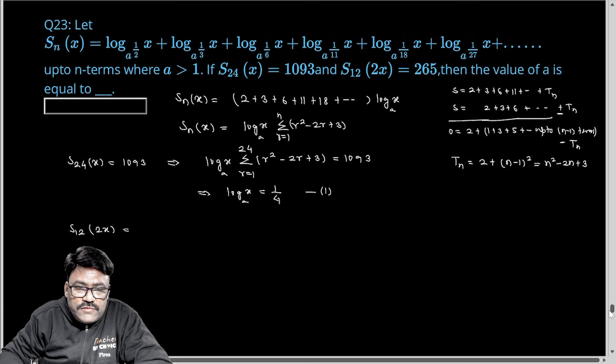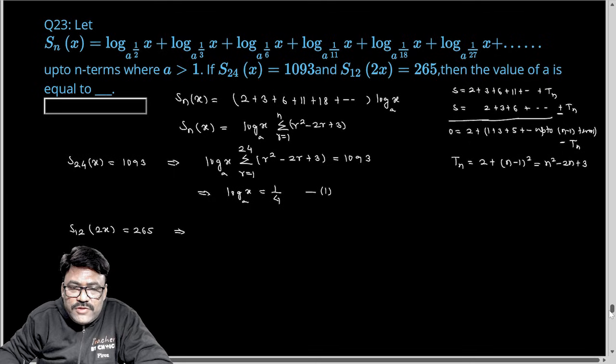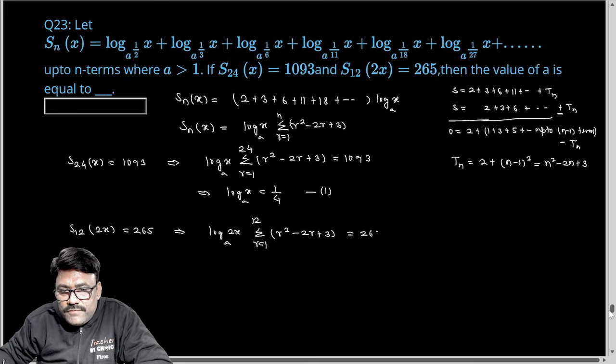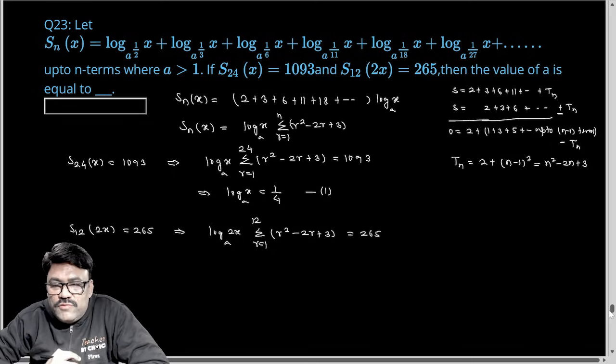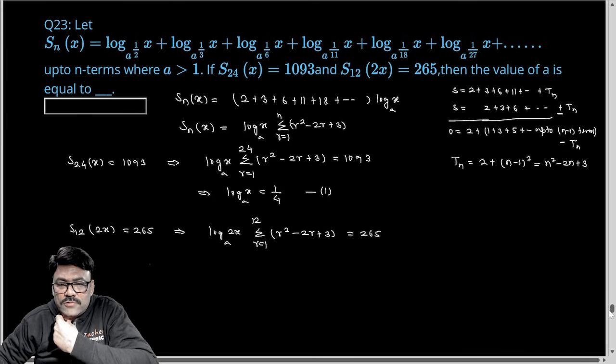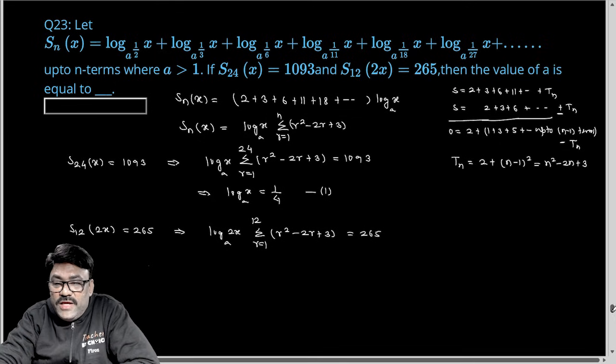S12 of 2x is given as 265. Now x is replaced with 2x, so this will be log 2x with the base a, then sigma r square minus 2r plus 3, r varying from 1 to 12 this time. And this is given as 265. Again, put the values: sigma r square is n into n plus 1 into 2n plus 1 by 6, sigma r is n into n plus 1 by 2, the constant summation is constant into n, and n is the number of terms here, which is 12.